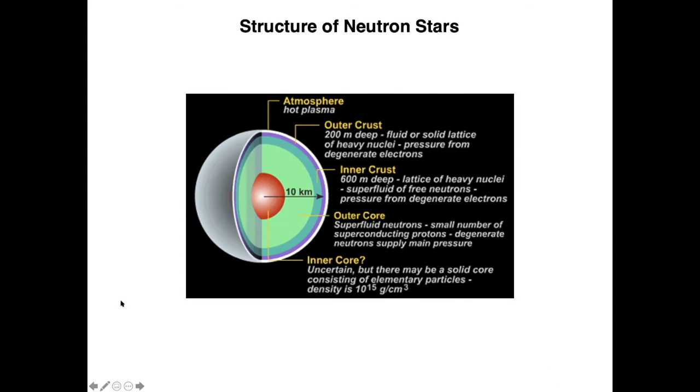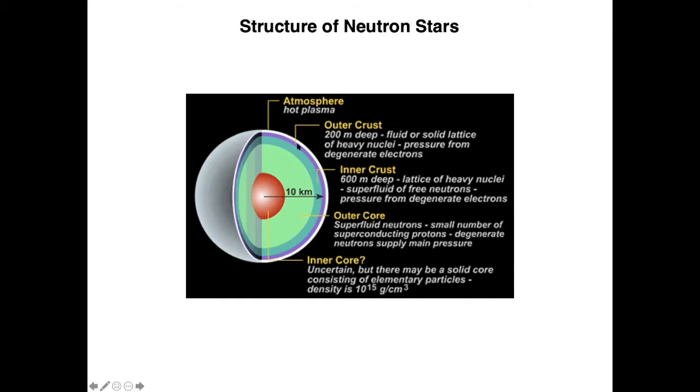Now, the structure of a neutron star resembles a bit the structure of a white dwarf, just that instead of having the pressure being given by electrons, you have the pressure being given by neutrons. But because it is not producing luminosity, you have the same structure. You have an isothermal interior. You have the atmosphere, which is a hot plasma, which is the zone where the temperature is changing.